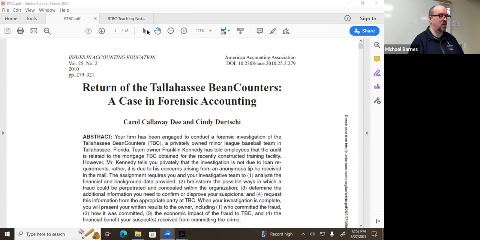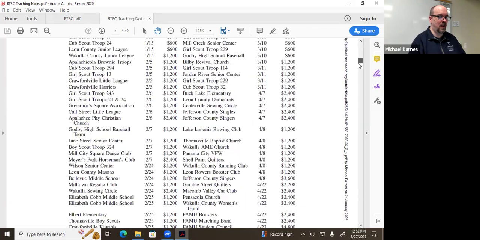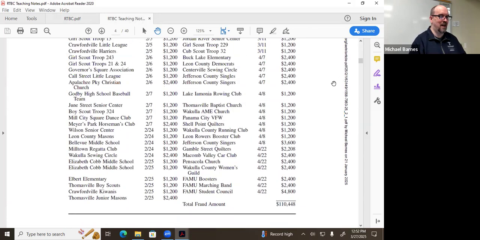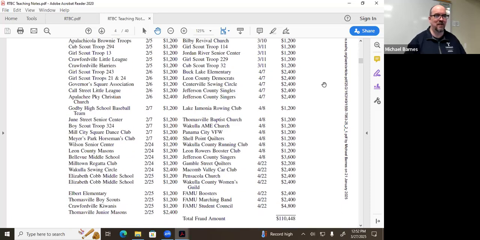How big was this particular revenue recognition fraud? Was it minor? Only maybe one or two groups every now and then? $100,000. Look at all these groups that were made up. $110,448. Oh my gosh, that's quite a financial impact right there. Okay, so we've got revenue overstated by $110,448.